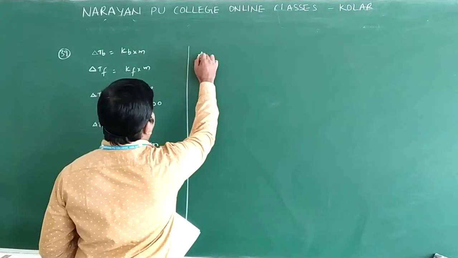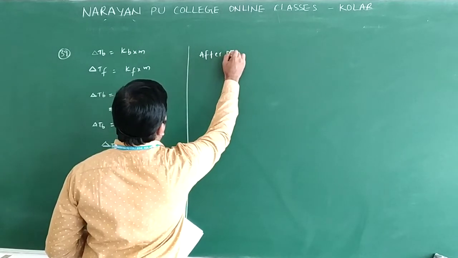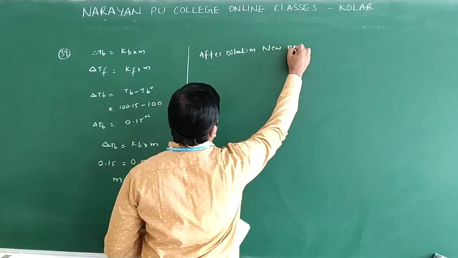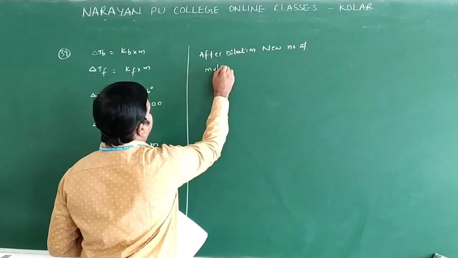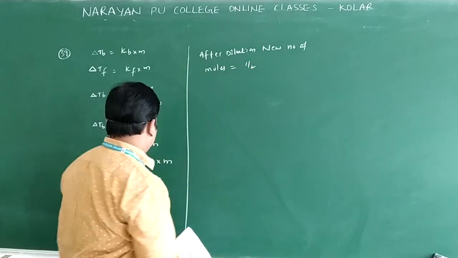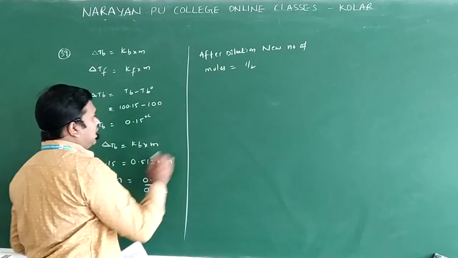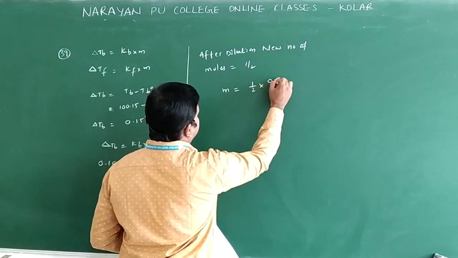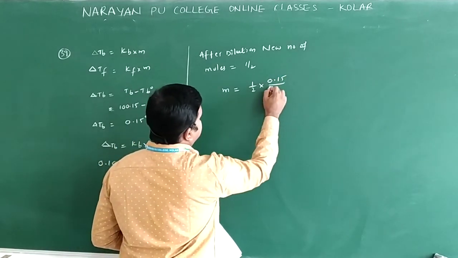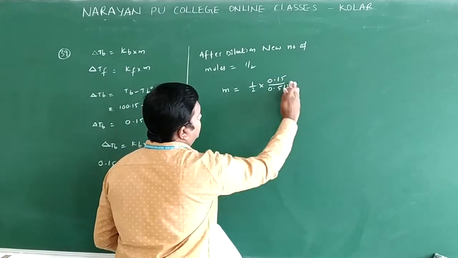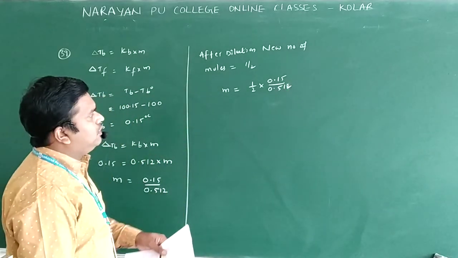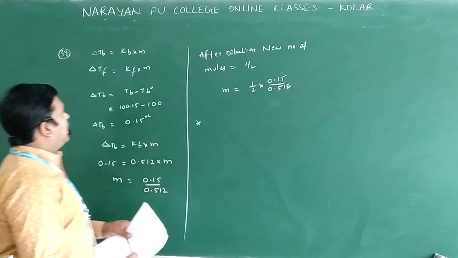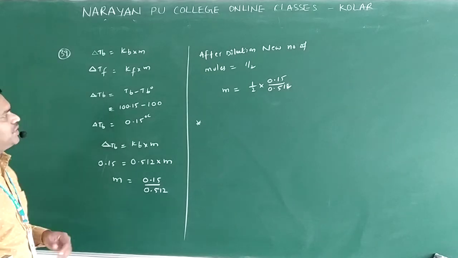After dilution, the new number of moles is equal to 1 by 2 only. Now I want to multiply this 1 by 2 with the molality. Molality m is equal to 1 by 2 into 0.15 by 0.512. Here what we are finding is the molality of the solution. Now, by using this molality, I want to find out the freezing point of the solution.